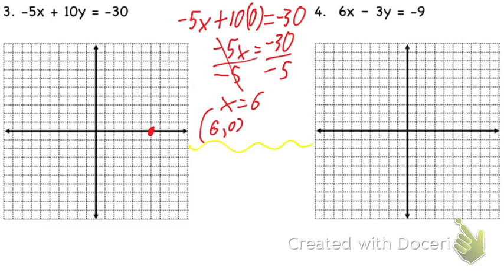Okay, now we need to find the y-intercept. Raise your hand if you want to help me find the y-intercept. Okay, Ellie? Okay, so negative 5 times 0 plus 10y equals negative 30.